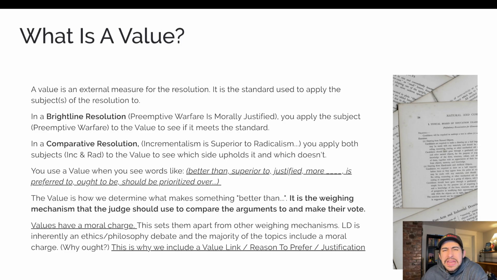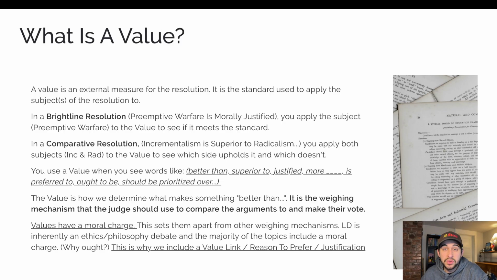The question is, when do we need a value? Well, when you see phrases in the resolution like better than, superior to, justified over, justified more, more, good, and anything where you see more this or more that, is preferred to, ought to be, should be, prioritized over. These are all things that show that you need to prove something is better than something else, and that's where the value comes in.